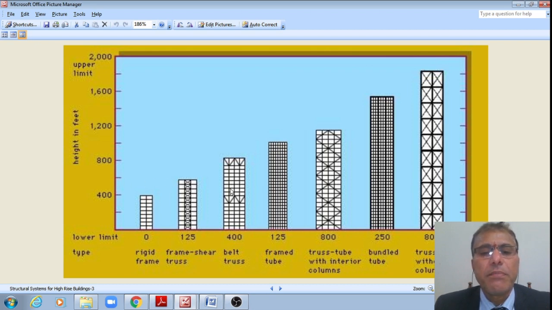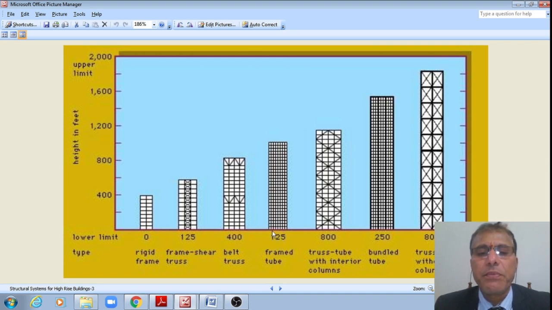Then the next one is belt truss. This is what we have just now already seen, with a lower limit of 400 feet. 400 feet means 40 stories, to a maximum of 800 feet. 800 feet means a maximum of 80 stories. If you divide all these by 10, you will get the number of stories: 40 stories to 80 stories. Therefore, 400 feet minimum height to a maximum height of 800 feet.